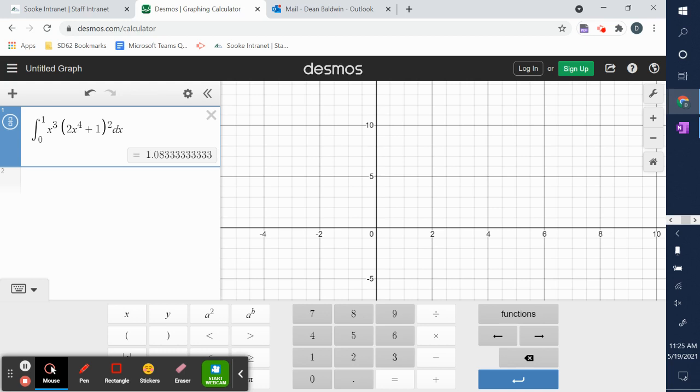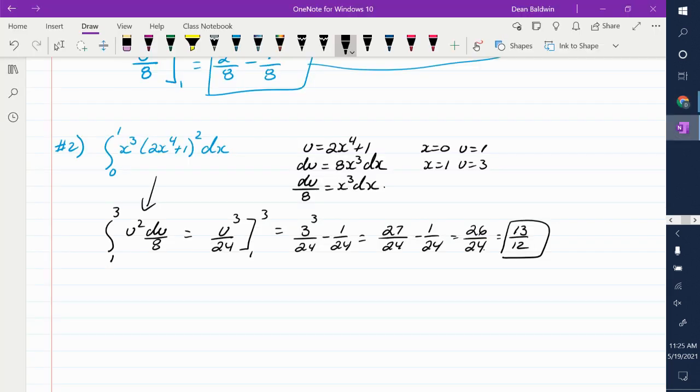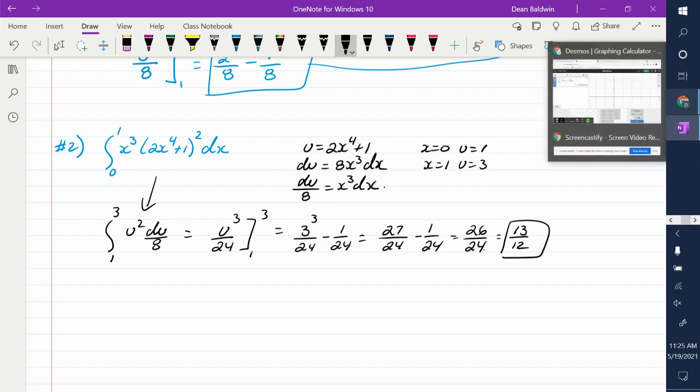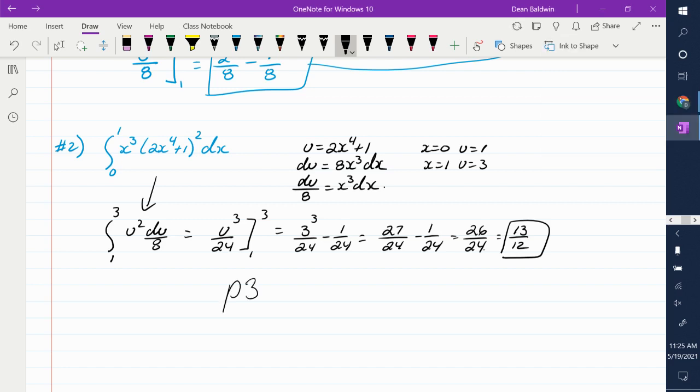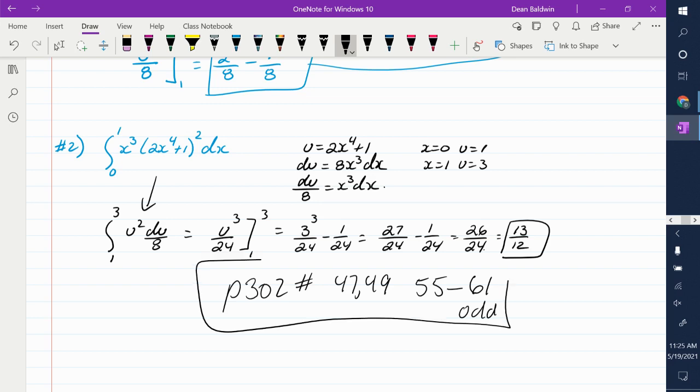Or there's a whole bunch of other integration apps out there. Okay. I think that's enough for today. I'll give you a couple questions to practice, and I'll post a key for the quiz. So questions on this stuff would be page 302, numbers 47, 49, and 55 to 61 odd.